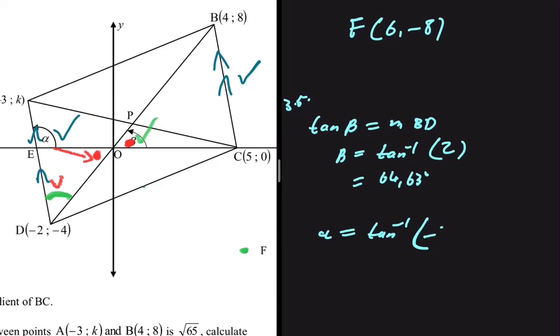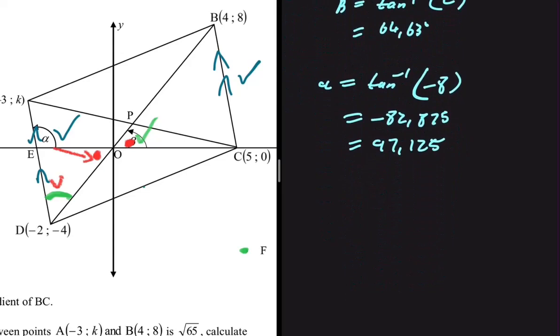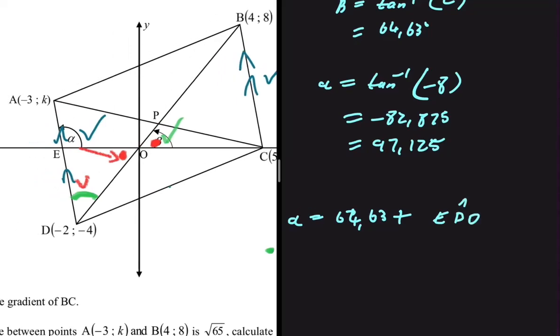So we have -8. This will give you -82.874875. If it is minus, you must always add 180. If you do that, you're gonna get 97.125. So now we can say that our exterior angle is equal to 64.63 plus EDO, our angle EDO. But we know that alpha is 97.125.